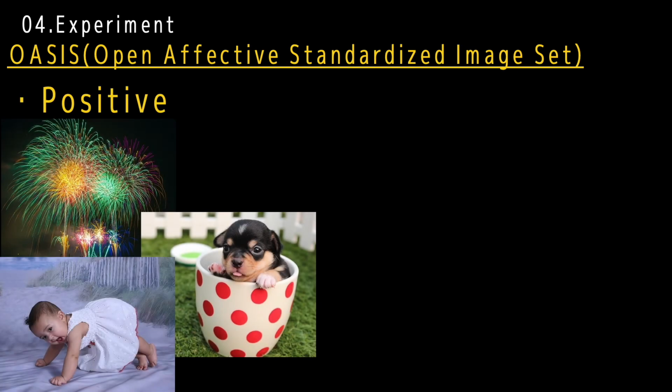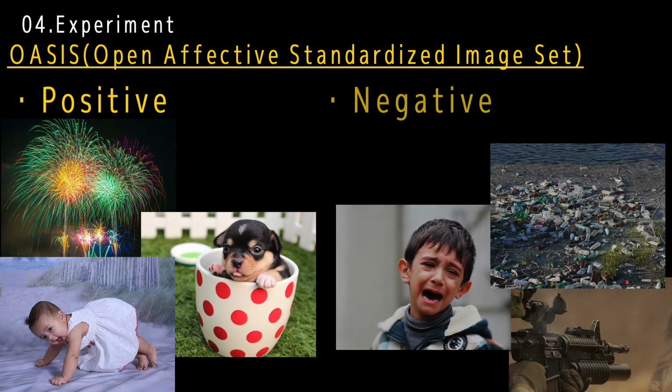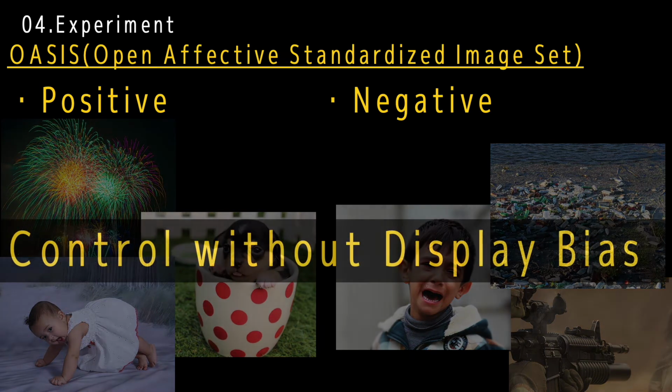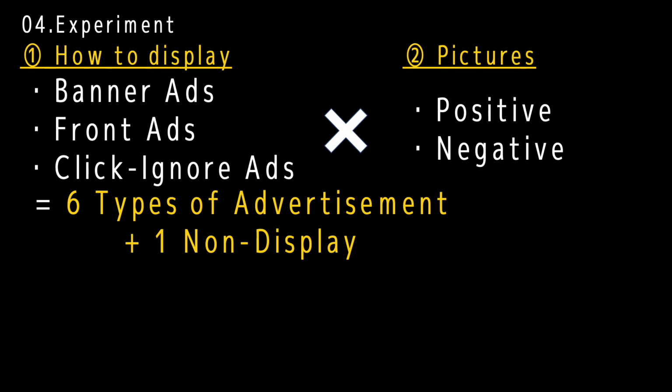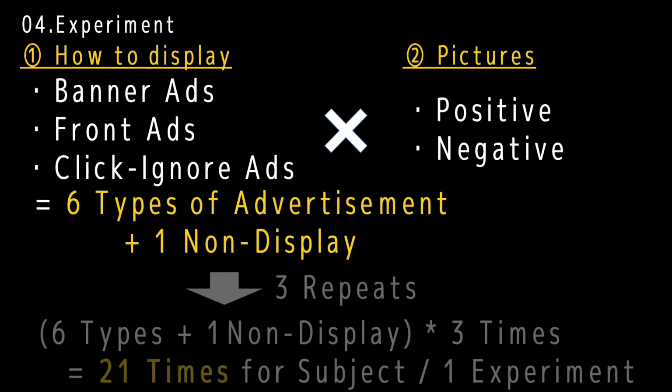In our study, we selected 30 of these positive images and 30 of these negative images. We displayed them randomly among 30 pictures at the time of our display. We also controlled for random bias in the type of images displayed. I described a total of 6 types, 3 different ad display methods, and 2 different ad images. We added no ad for comparison for a total of 7 different analysis sections.